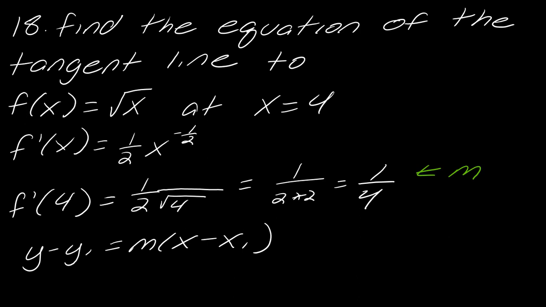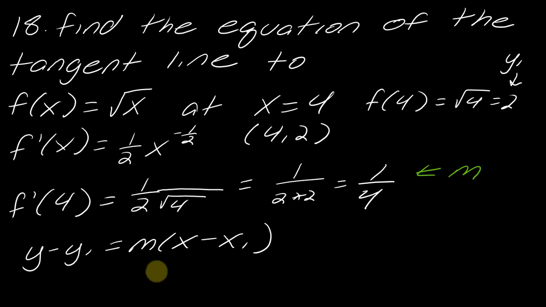So the other thing that we have to figure out here is what is just f of 4? F of 4, if I just take the square root of 4, that's equal to 2. So this is going to be the y1 in this equation. So at x equals 4, we also have y equals 2, the point (4, 2). So you have to keep all this information straight. It might take you a second to wrap your head around this, but this is one of the most important things about derivatives.